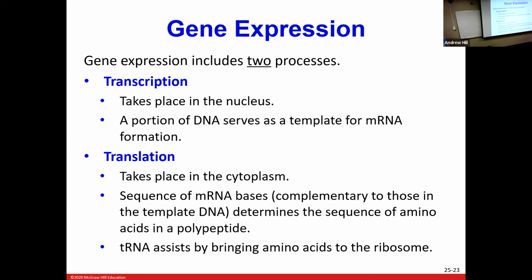Okay. So again, I mentioned these processes before, but the first one is transcription. It takes place in the nucleus. A portion of the DNA serves as a template for messenger RNA formation. We'll talk about that in a second in more detail. Translation takes place in the cytoplasm. The sequence of messenger RNA bases that are complementary to those in the DNA template determines the sequence of amino acids in a polypeptide.